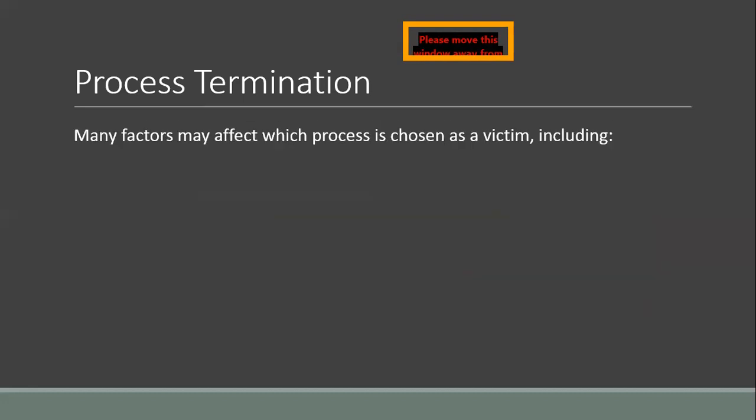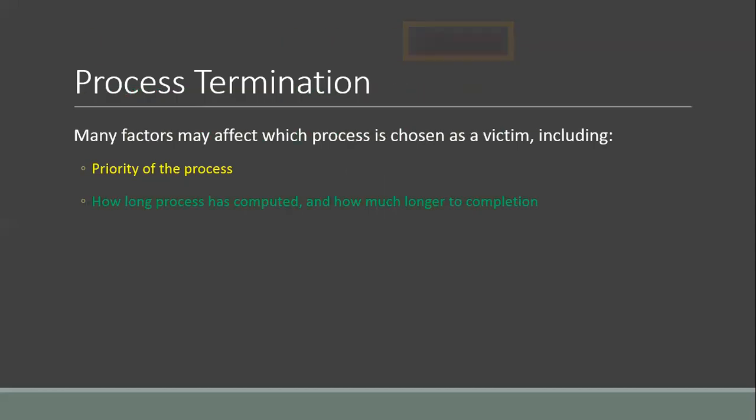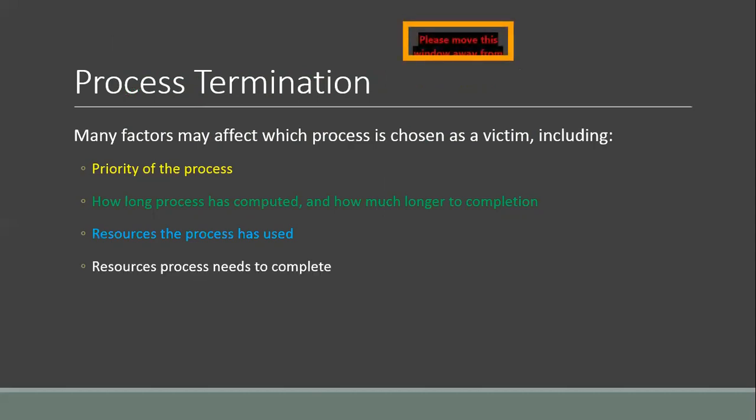Process termination. There are many factors that may affect which process will be chosen as a victim. These factors include the priority of the process, how long the process has computed and how much longer to completion, the resources the process has used, the resources that are required for the completion of this process, how many processes will need to be terminated, and finally, is the process interactive or batch?